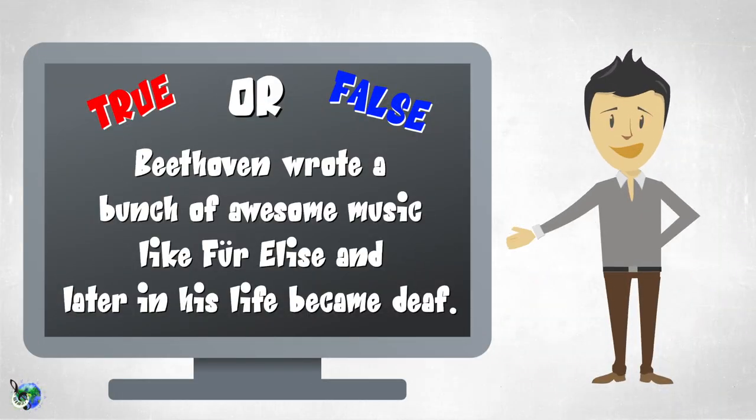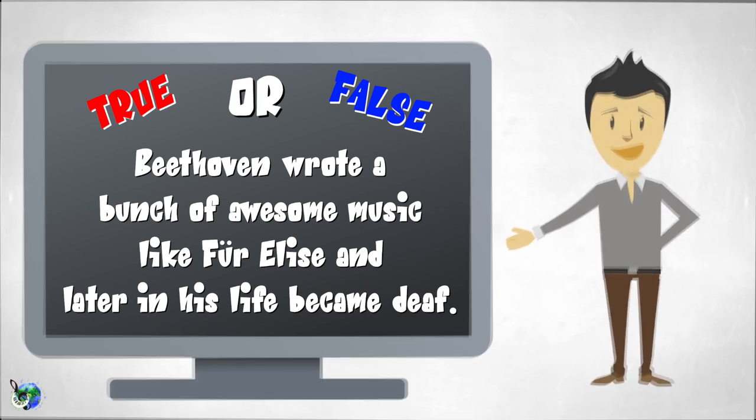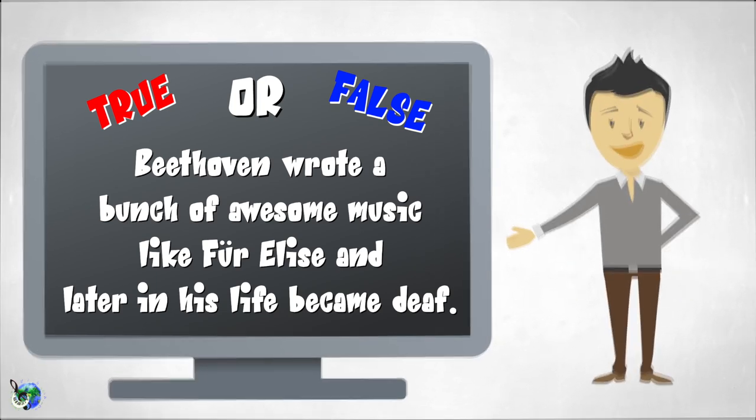Question number two. Beethoven wrote a bunch of awesome music like Für Elise and later in his life became deaf. Start running in place. Is it true or false?